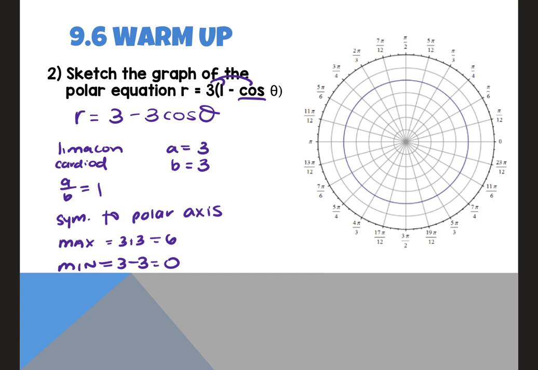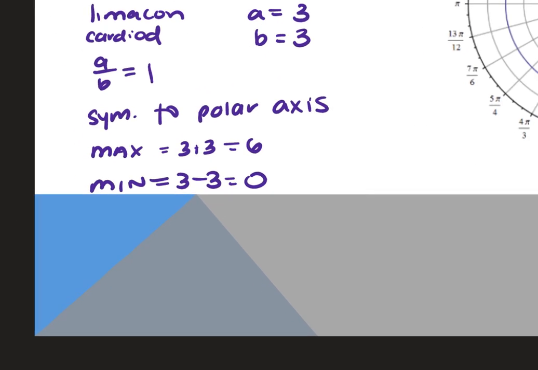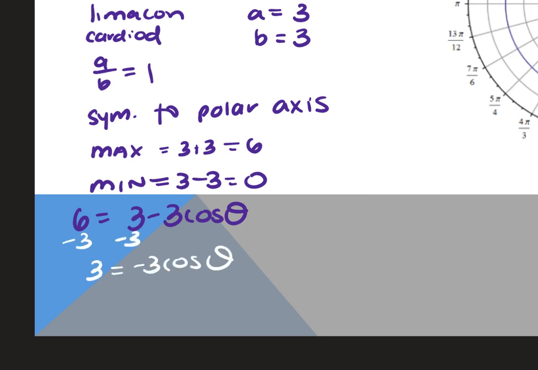Then we want to find where those happen. So I'm going to take my equation, and it doesn't matter if you use the one with the parentheses or the one after we distributed, but we're going to set it equal to the max. So I'm going to say 6 equals 3 minus 3 cosine theta. The purpose of this is to find out where the big rounded side of my heart-shaped limaçon is. So then I'm going to subtract the 3. I'd get 3 equals negative 3 cosine theta. Divide by negative 3. Negative 1 equals cosine theta.